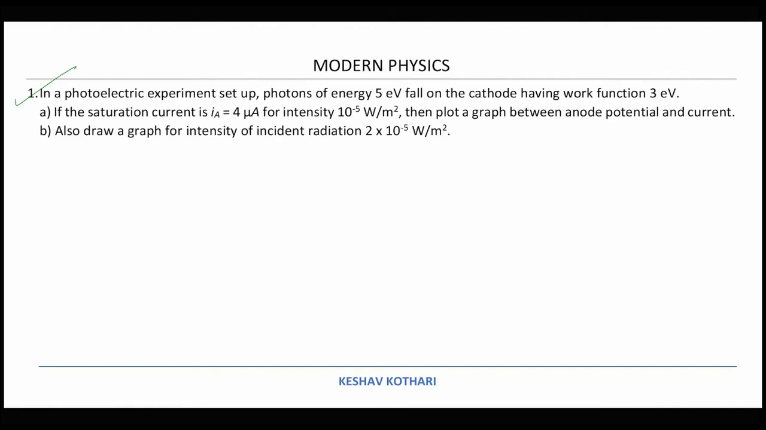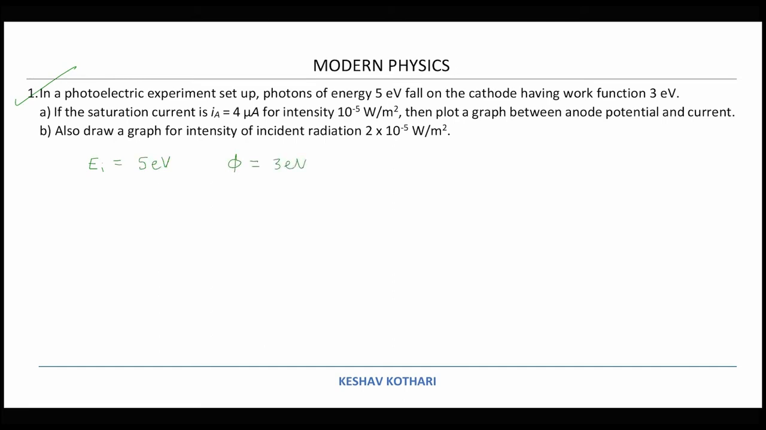Let us deal with the first problem. In a photoelectric experiment setup, photons of energy 5 electron volt fall on the cathode having work function 3 electron volt. So over here I can write that the incident energy is equal to 5 electron volt and the work function phi is equal to 3 electron volt.